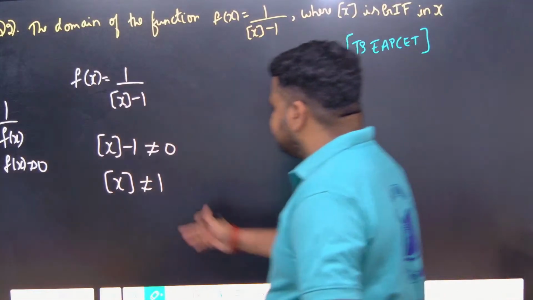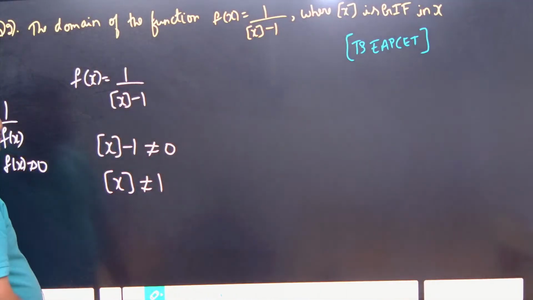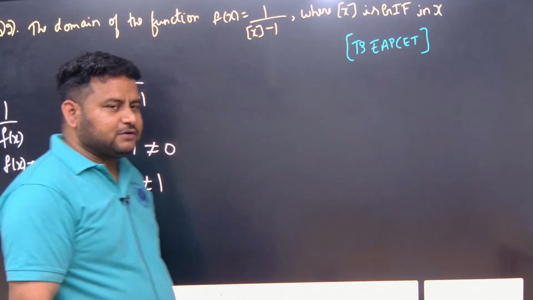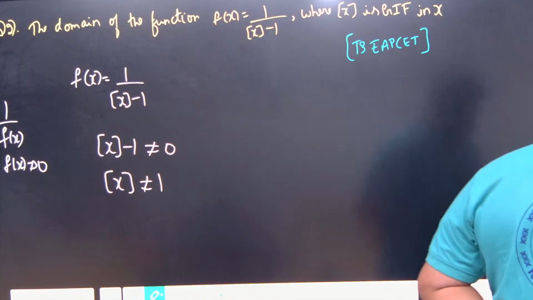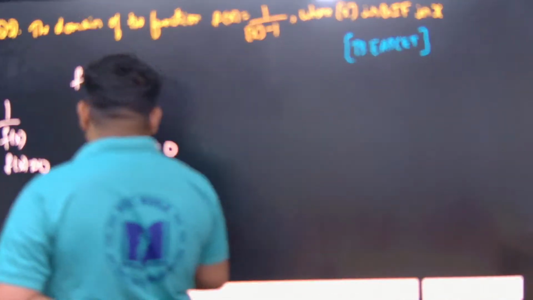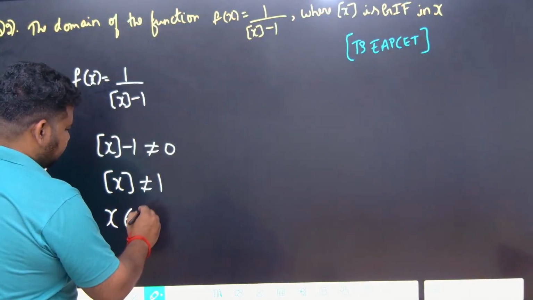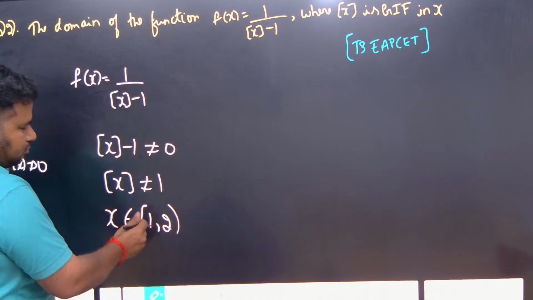Now how will we write this? The step of x should not be equal to 1 means, in terms of x, x should not be equal to 1. So then x belongs to what should I write? I will write it as the closed interval 1 comma 2, open interval. That means the interval 1 comma 2.